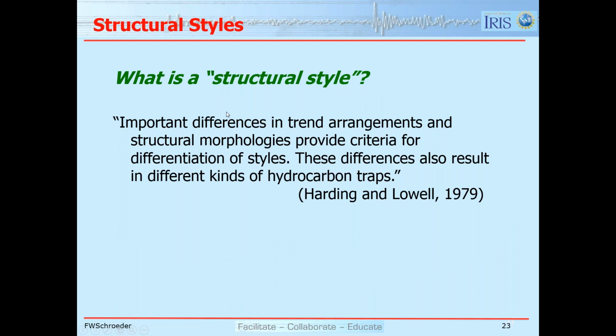That leads me to talk about structural styles. What is it? Harding and Lowell talked about this in their book that they published in 1979. Important differences in trend arrangements and structural morphologies provide criteria for differentiation of styles. These differences also result in different kinds of hydrocarbon traps. So let me try to put some meat to this definition.